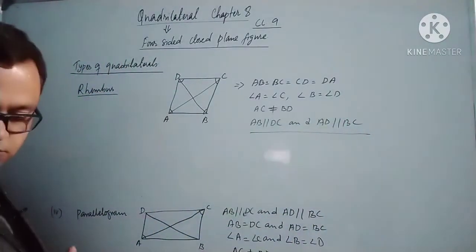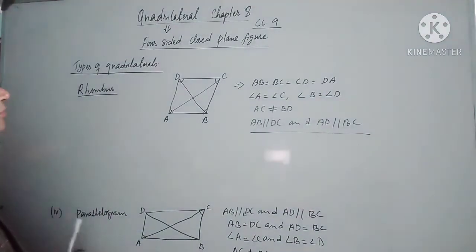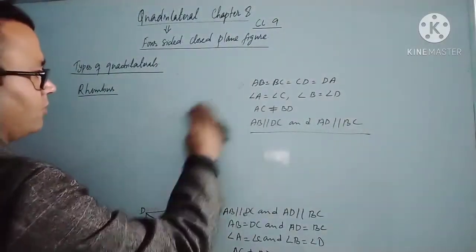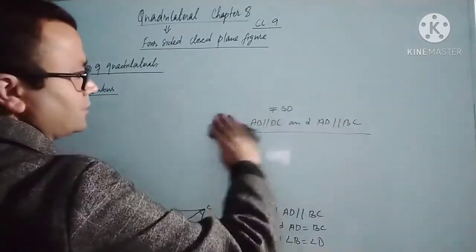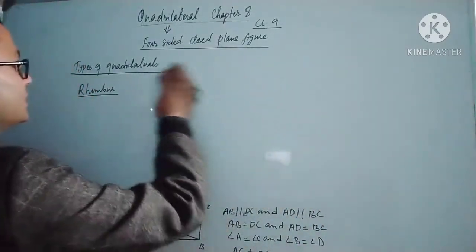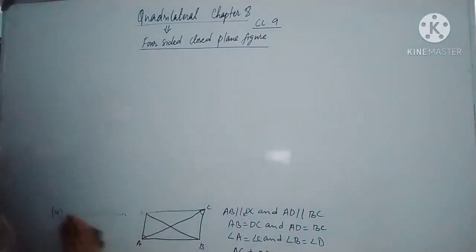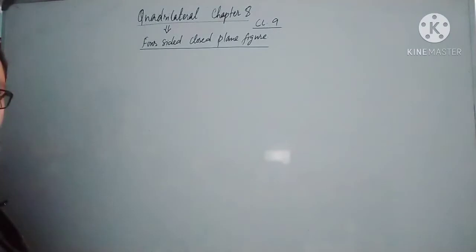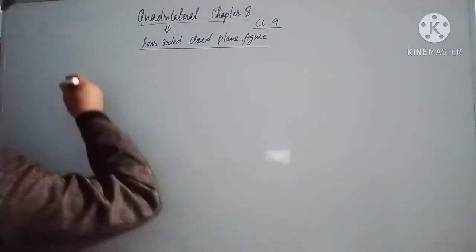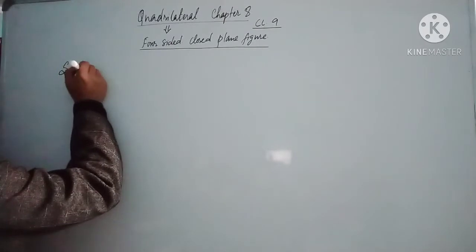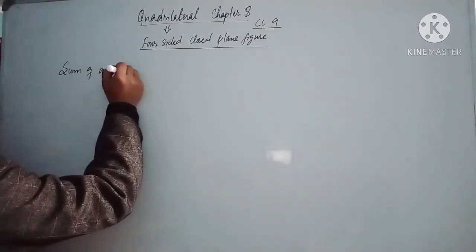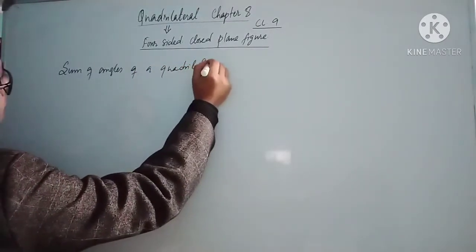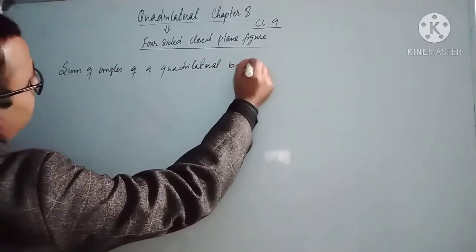So now we will be doing one most important property of quadrilateral, that is some properties of quadrilaterals. Sum of angles of a quadrilateral is 360 degrees. Sum of angles of a quadrilateral is 360 degrees.